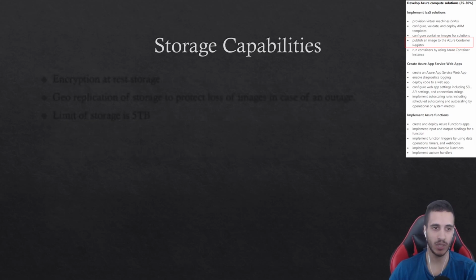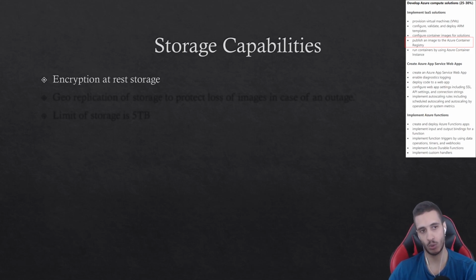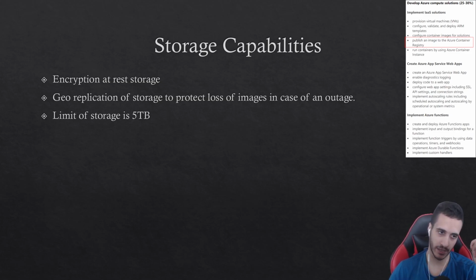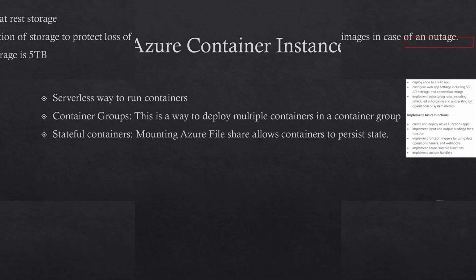And then we have the storage capabilities of Azure Container Registry. Those are the standard storage capabilities across all the tiers. What you will get is encryption at rest, so everything is encrypted at rest on Azure Container Registry. And then you have geo-replication of storage, obviously if you are using the premium tier as discussed. And you need to know that the limit of storage is 5 terabytes, which is actually a lot.